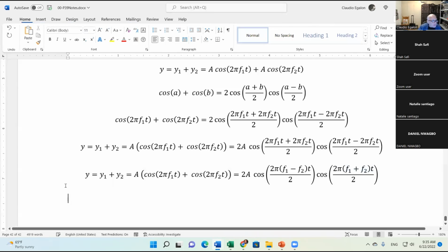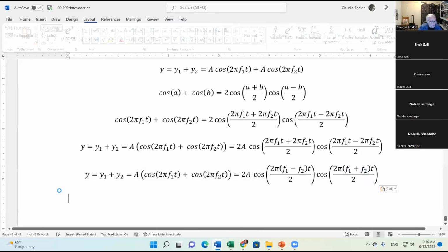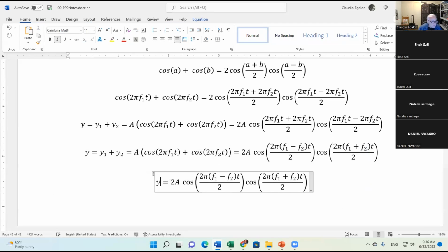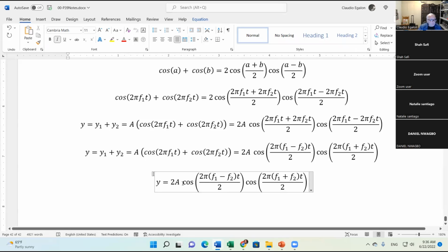When we plot this relationship here, it lends to an important interpretation. Here we have a term that has a high frequency. This f1 plus f2 is always going to be greater than f1 minus f2, right? So here we are going to have a term with a high frequency and another term with a low frequency.